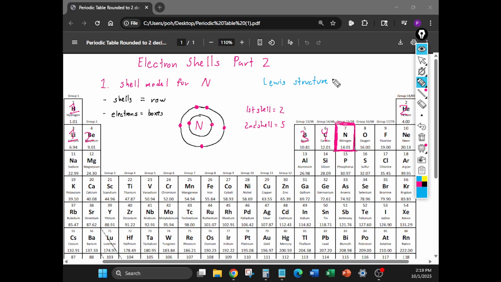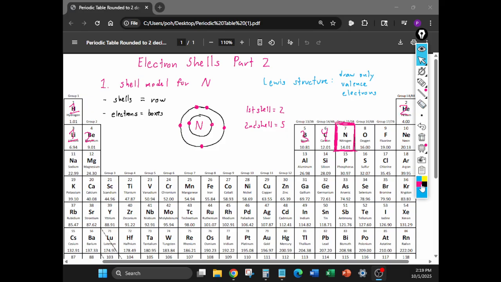And the Lewis structure is very simple. It's actually an easier picture to draw because you're going to draw only something called the valence electrons. We'll talk about that in a second, but you're only going to draw the valence electrons. So jot that down just so you have your instructions on how to draw the Lewis structure. And I'll talk about what valence means in a second.